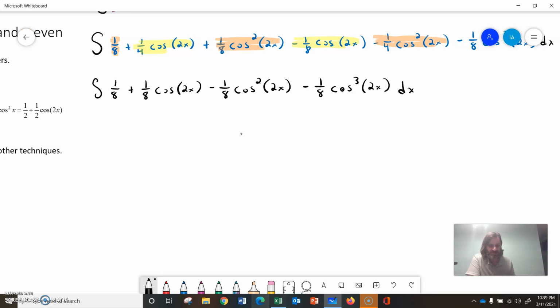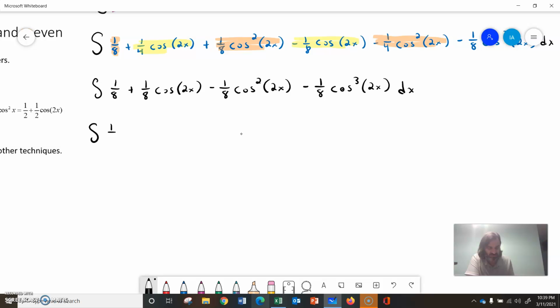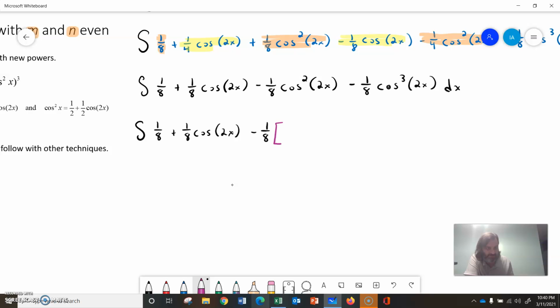So let's rewrite that. Let's bring what we have down so far. 1/8 plus 1/8 cosine of 2x. And then the minus 1/8 cosine squared of 2x. So we're going to replace cosine squared 2x using the formula we just used. And luckily it's close by over here. It's right here. Cosine squared of x equals 1/2 plus 1/2 cosine of 2x.